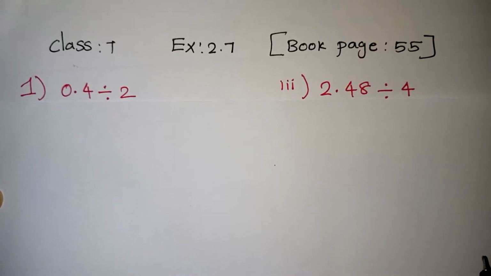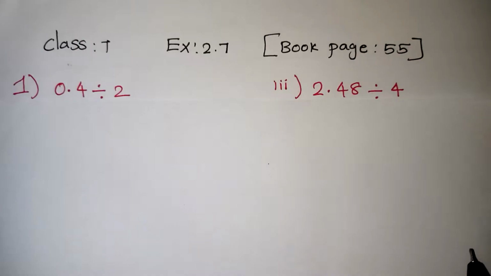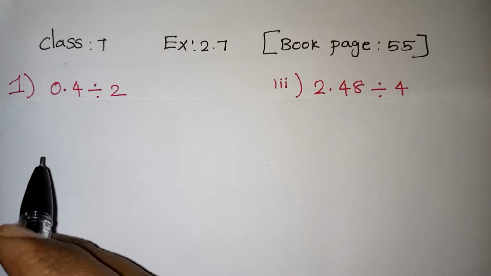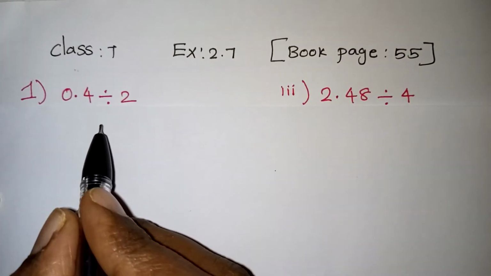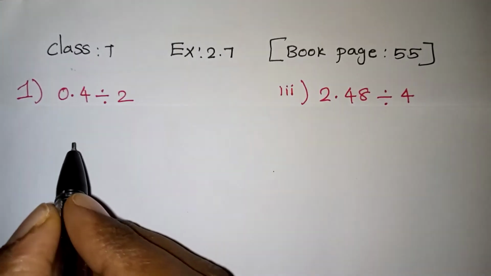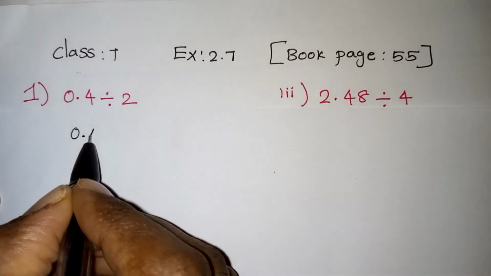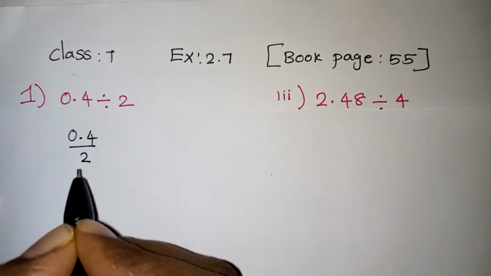Hi students, in this video we are going to learn exercise number 2.7, question number 1. Our question is find 0.4 divided by 2. Whenever division is given, you have to write it as a fraction. 0.4 divided by 2 we have to take.